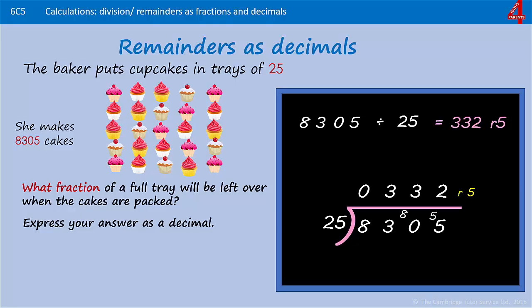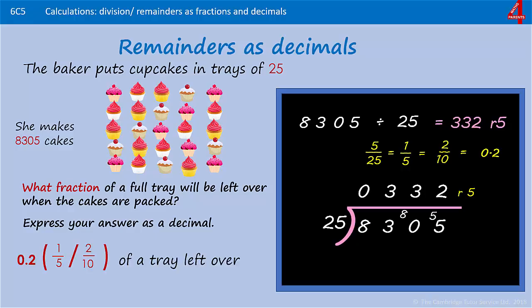So those 5 cakes out of a full tray of 25, 5 goes into 25 5 times. So we have 1/5 of a tray left over. If we convert 1/5 to a decimal, first of all, we need to convert it to tenths, so we times the 5 by 2, we times the 1 by 2 to get 2 tenths, and 2 tenths is 0.2. We have 0.2, which is the same as 1/5 or 2 tenths of a tray left over.